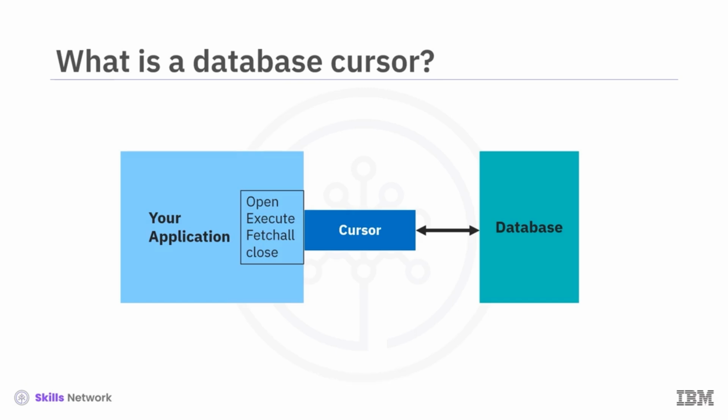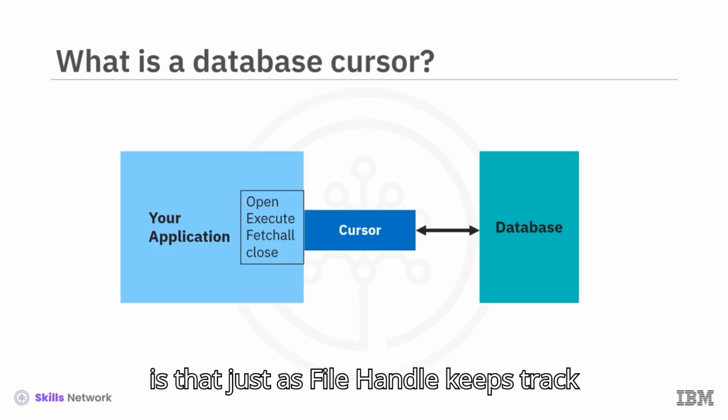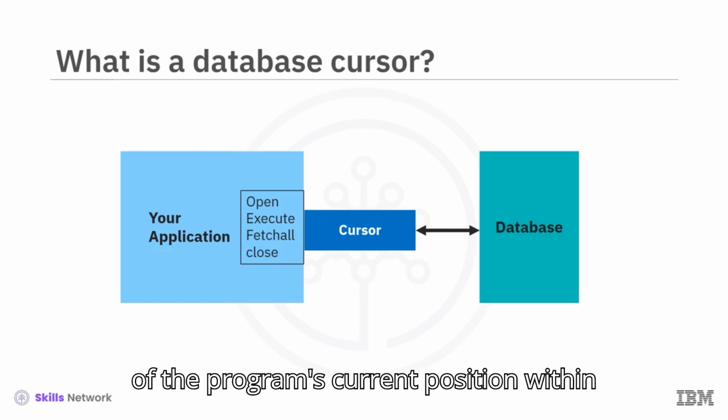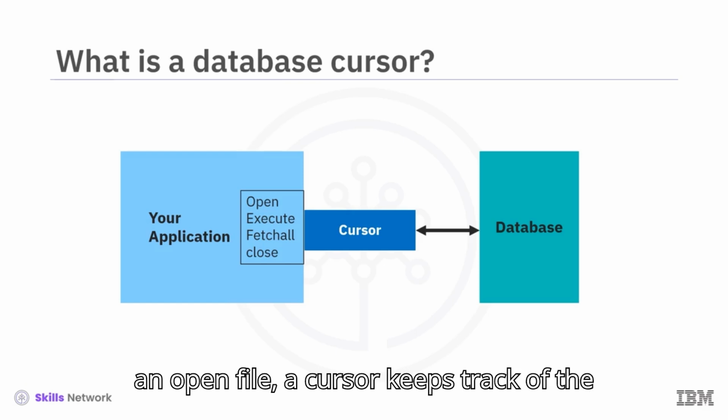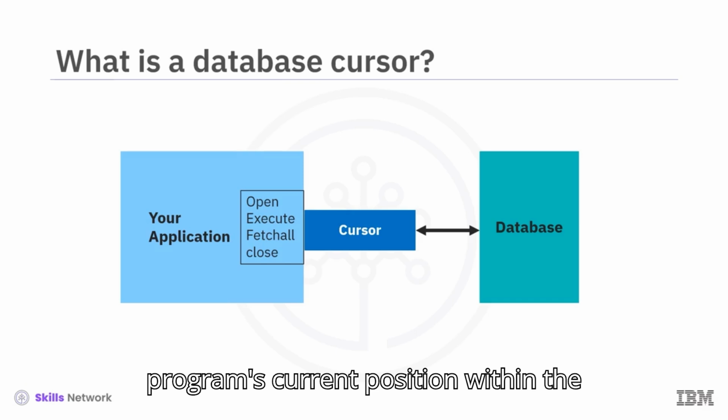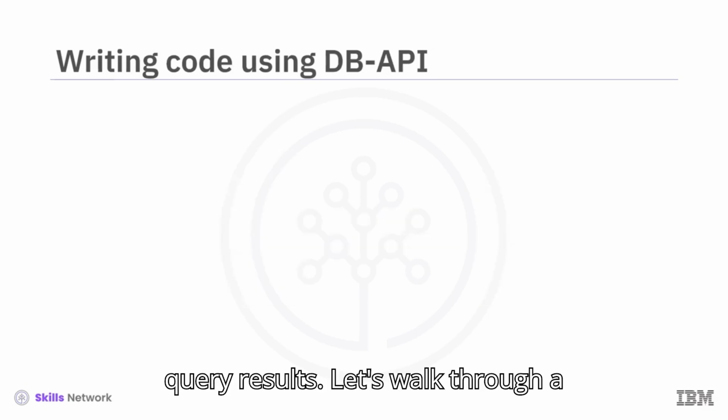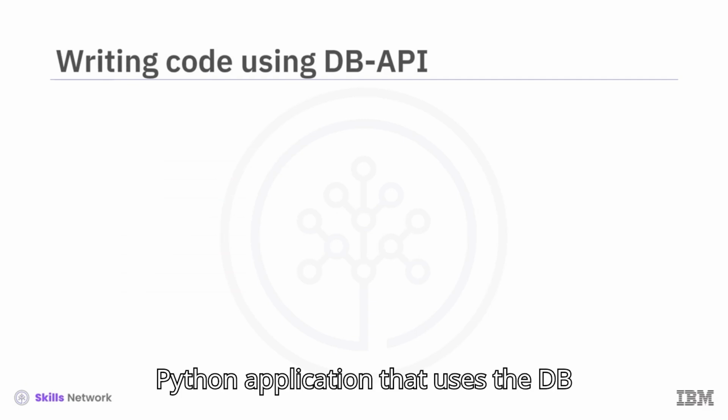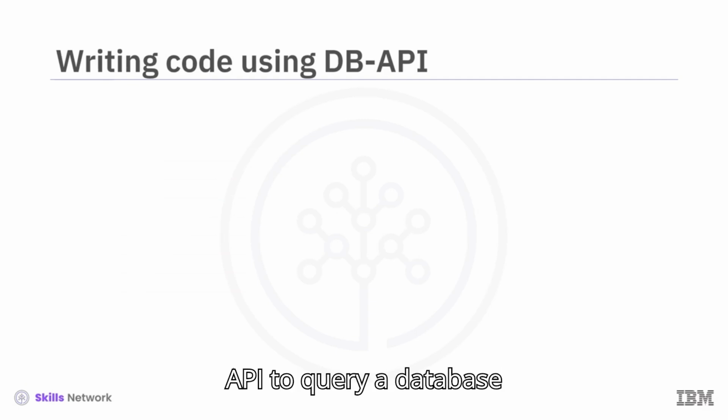Another similarity is that just as a file handle keeps track of the program's current position within an open file, a cursor keeps track of the program's current position within the query results. Let's walk through a Python application that uses the DB API to query a database.